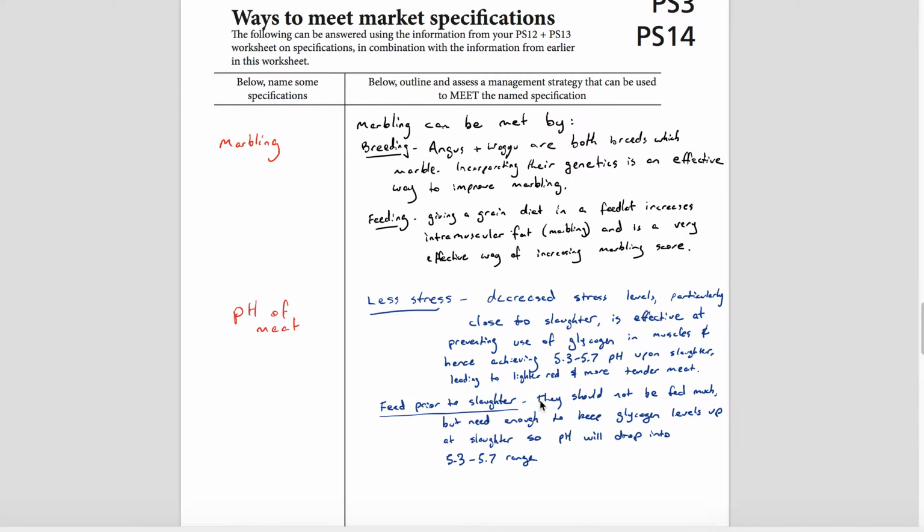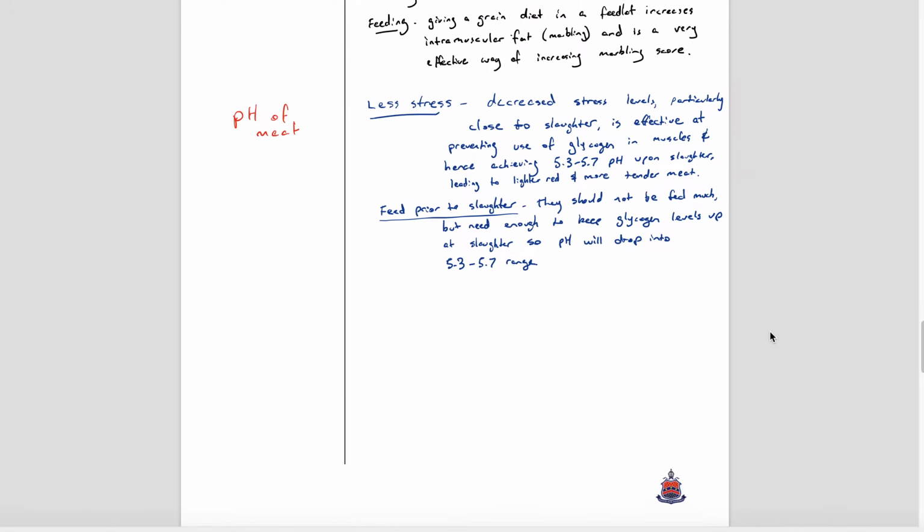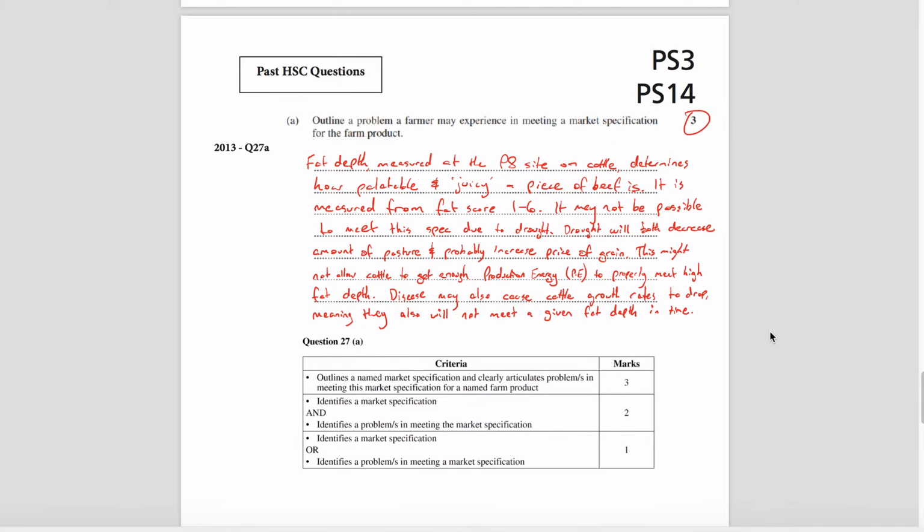Also, feeding them prior to slaughter. You don't want to feed them too much because anything in their stomachs is wasted, but you want them to have enough energy when they're slaughtered that the glycogen in their muscles turns into lactic acid and therefore drops the pH to 5.3 to 5.7, which is the right pH to give you nice red color and tender meat. So those are 2 ways to meet pH and ways to meet these 2 specifications. It'd be good if you had more there than just 2.